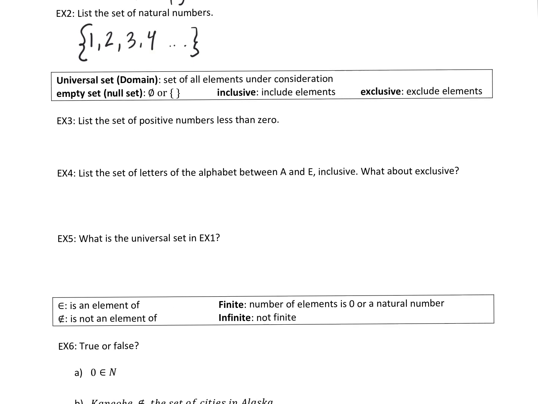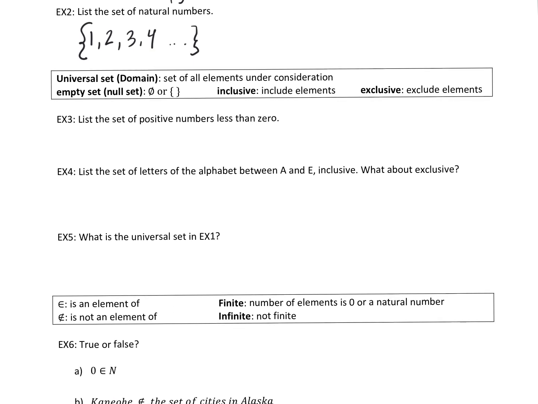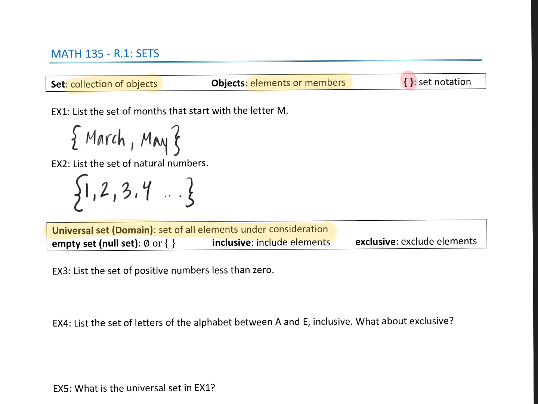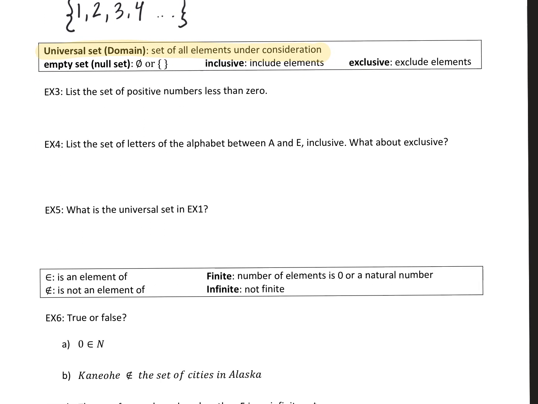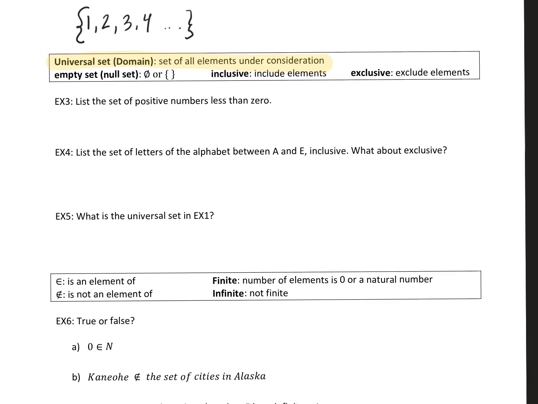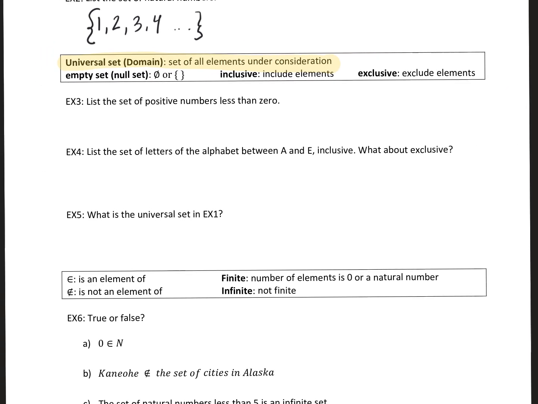So let's look at some more definitions. The universal set, or the domain, is the set of all elements under consideration. What does that mean? Well, if I go back to the top, the universal set for the months would have been all 12 months, January, February, March, April, May, June, July, and so on until we hit December. That would be the universal set for the months. And then we have something else that's important. It's the empty set, or the null set.